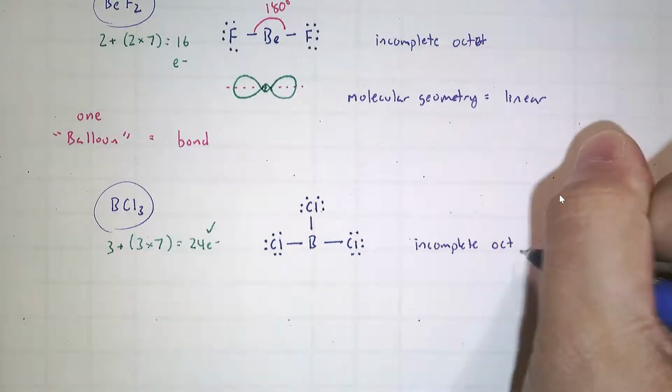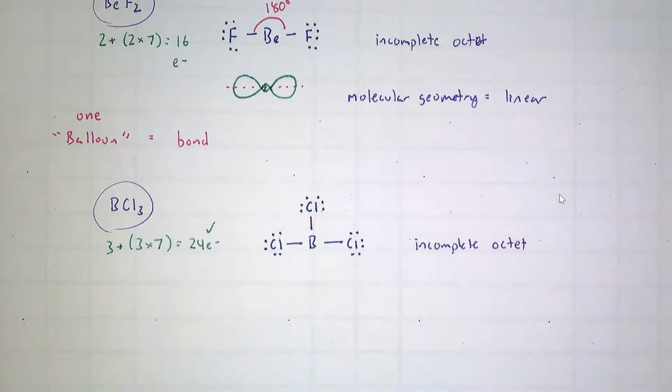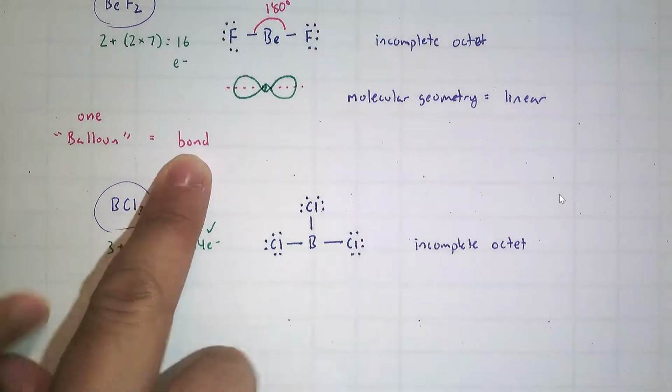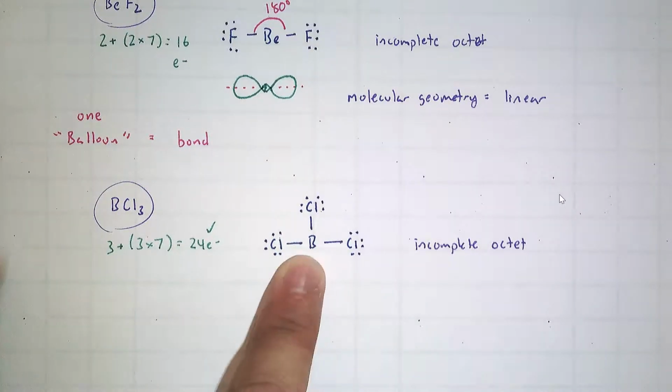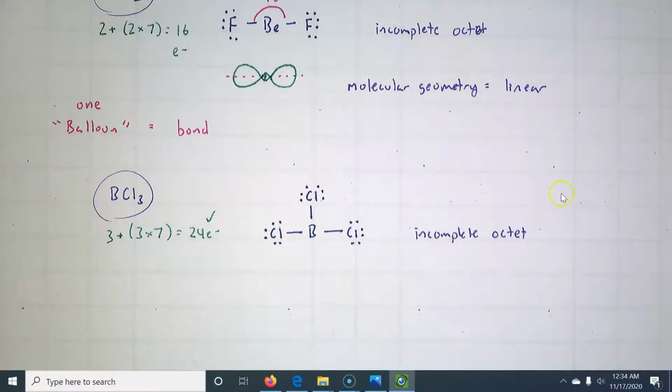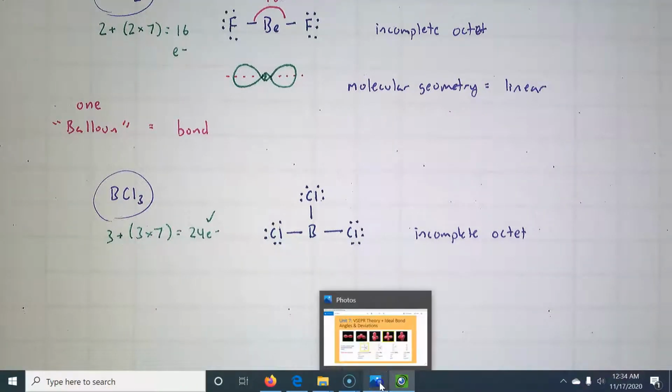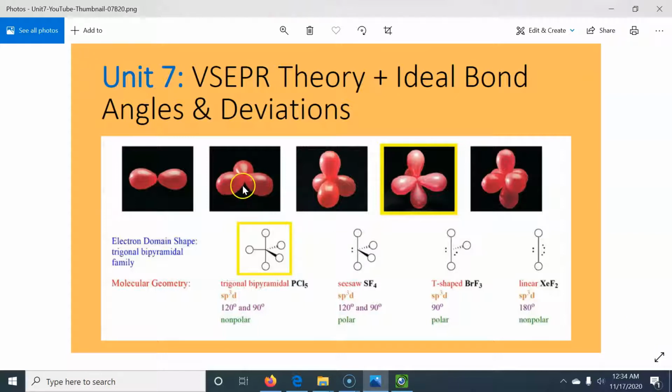octet for boron. Now take a look at what happens if we're saying a balloon or a bond is equal to 1 balloon. We actually have 3 balloons tied together on the central atom boron. And again, if you go to the picture, 3 balloons is right here. They flattened it out because they want to show you that these 3 balloons are in the same plane, and they are separated, in this case, by 120 degrees. Let me show you how we could draw that.